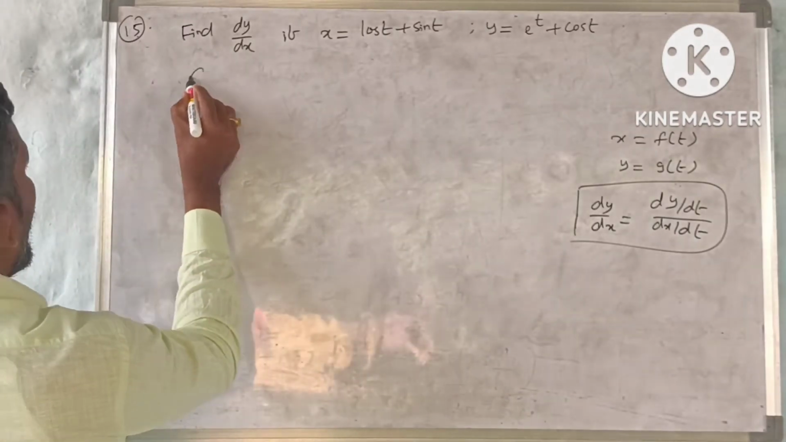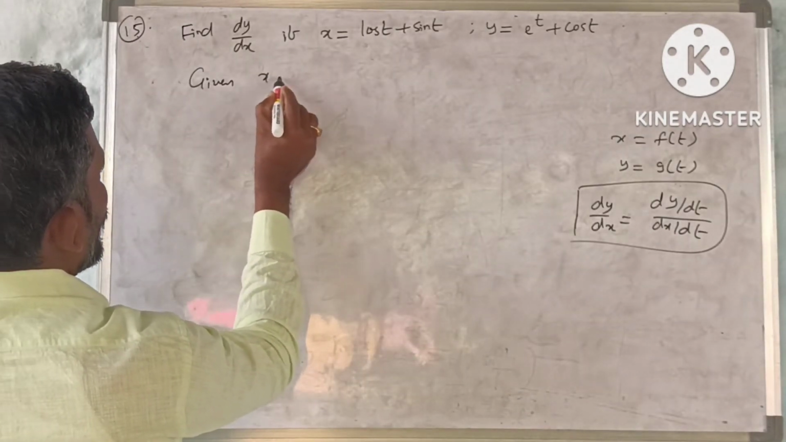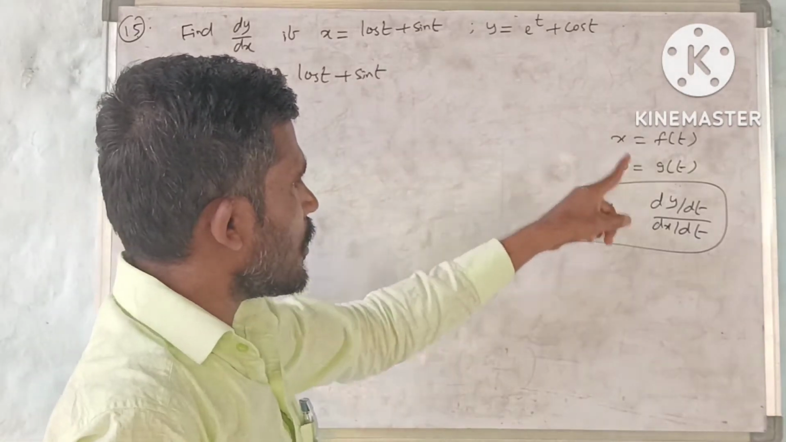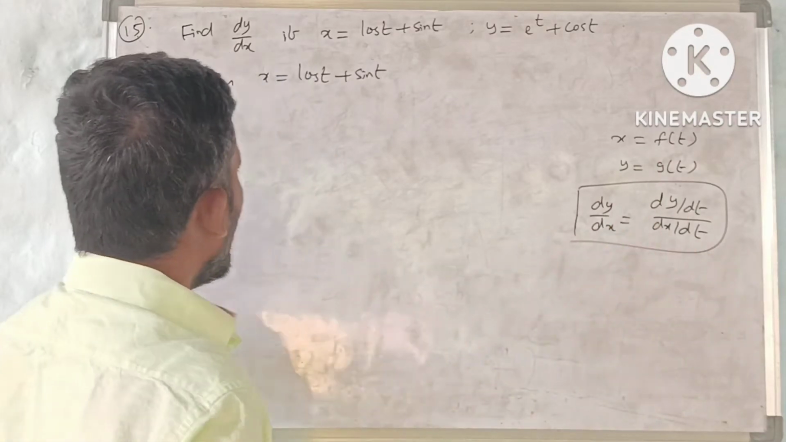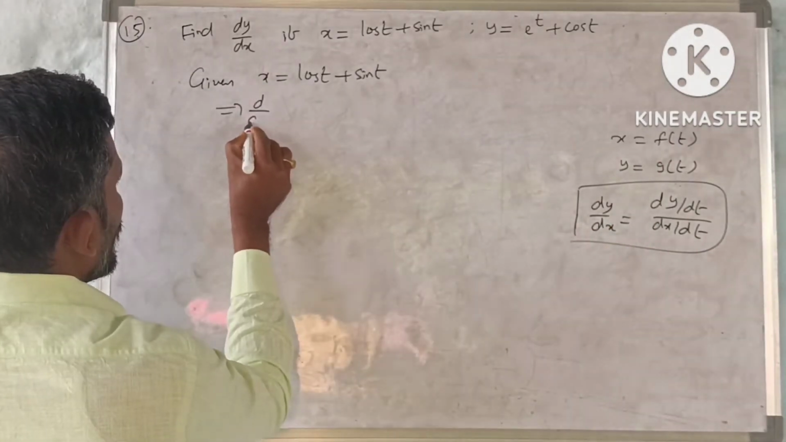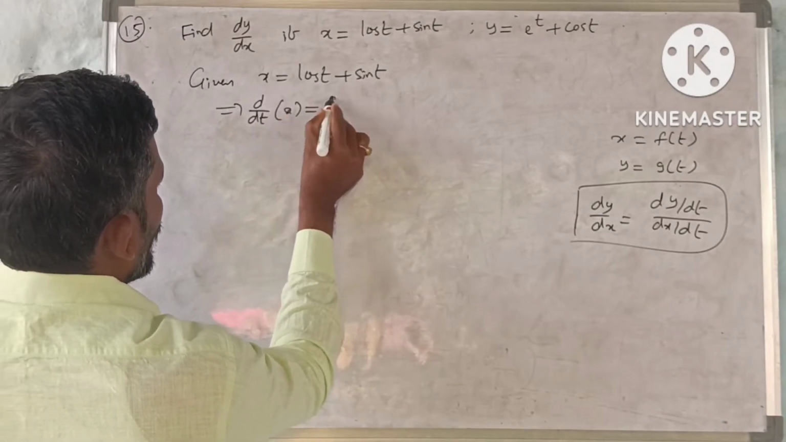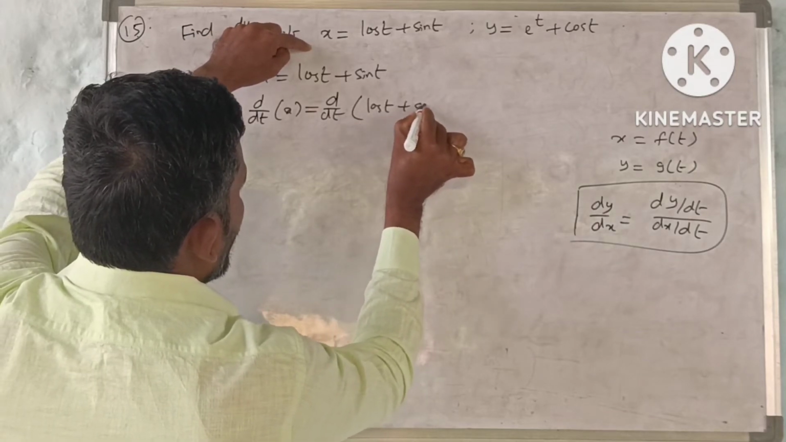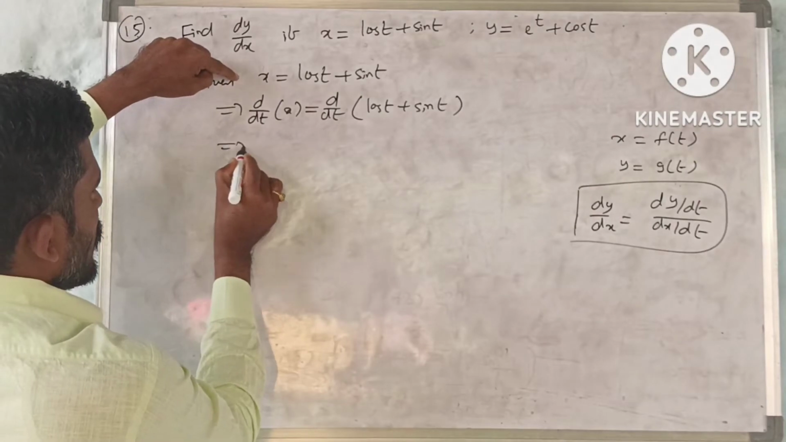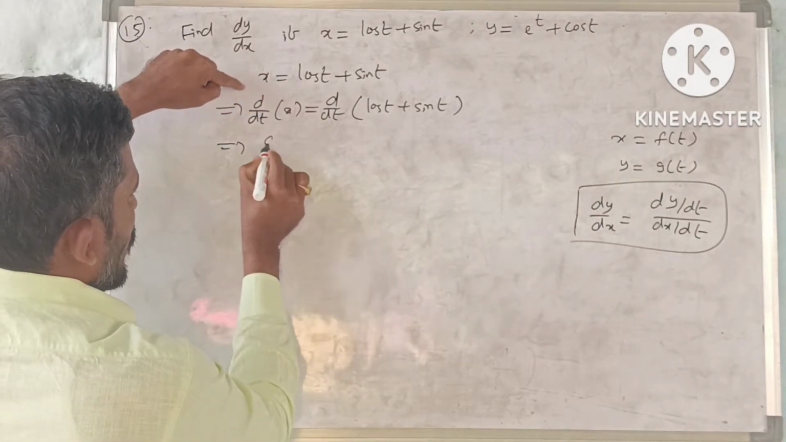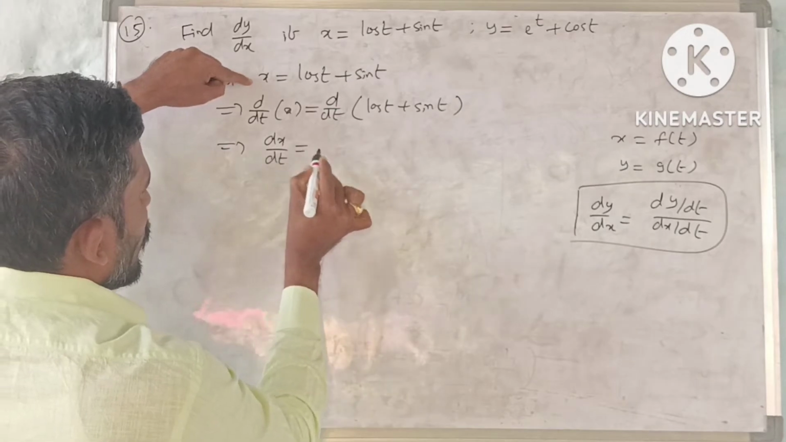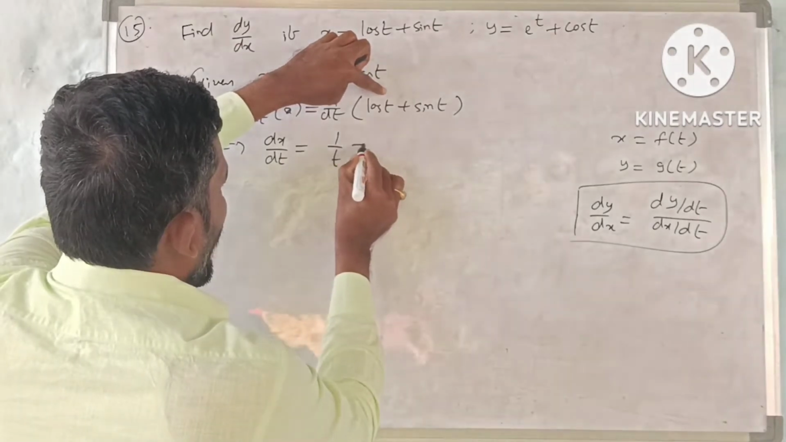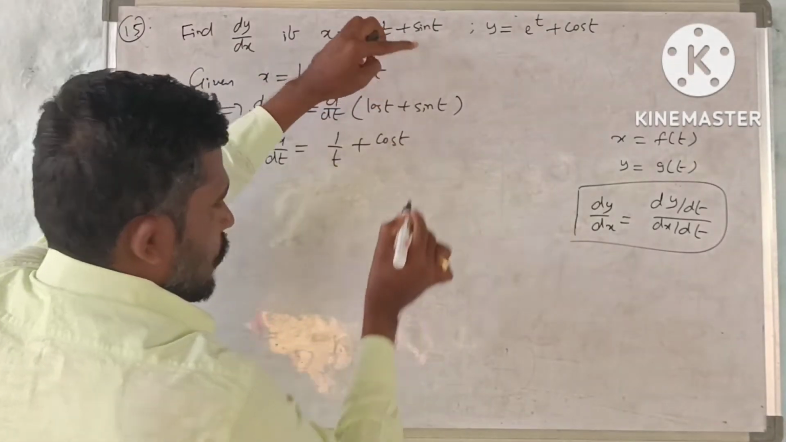So for that, given x equal to log t plus sin t, we also need dx by dt, that is the derivative with respect to t. So d by dt of x equals d by dt of log t plus sin t. This can be written as dx by dt, the derivative of the whole is the derivative of each term. So the derivative of log t is 1 by t, plus the derivative of sin t is cos t.